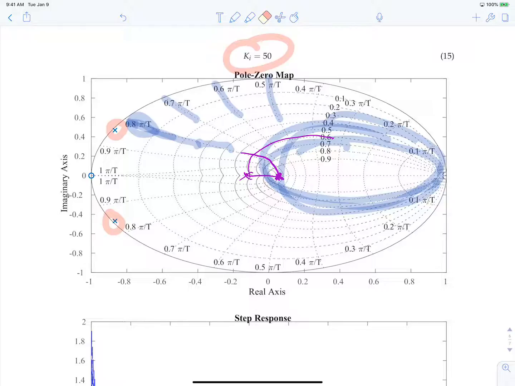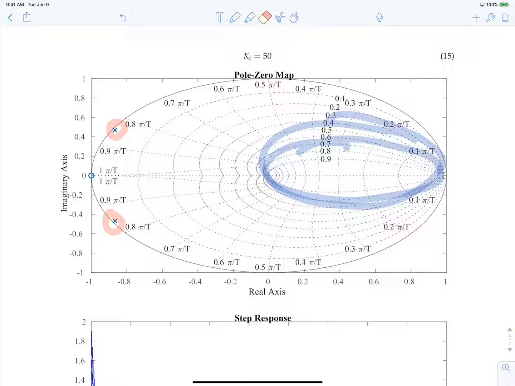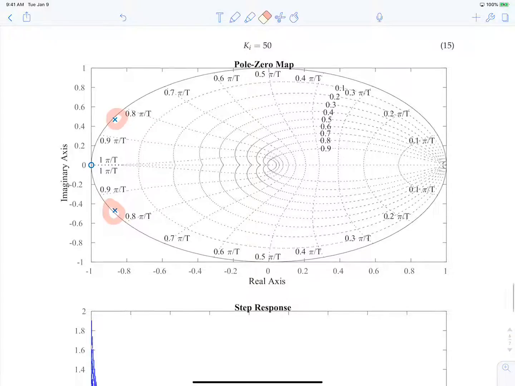So there are trade-offs. It depends on how fast you want to be and how susceptible you want to be to variations in your plant, etc. But it's very useful to use this pole zero map to figure out where you want to push the poles of your closed loop system in order to obtain the response that you would prefer for your application.